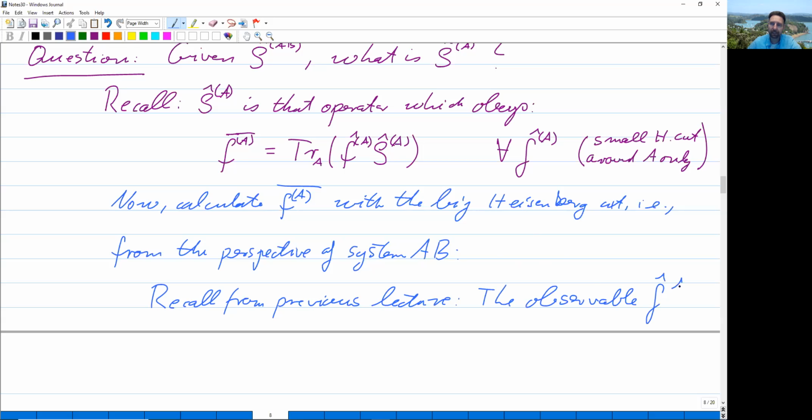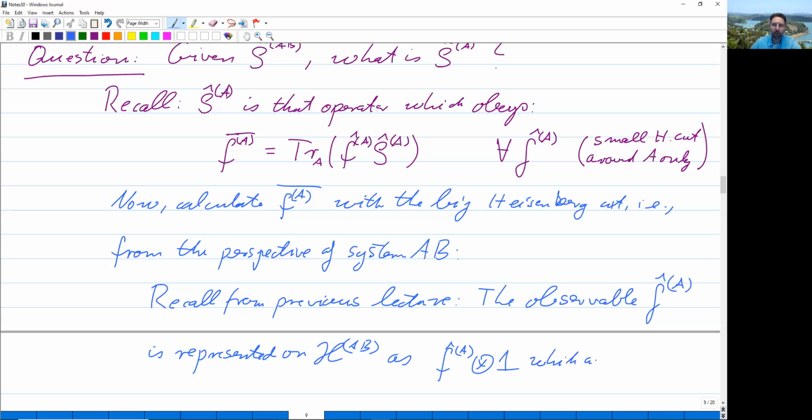observable f hat A is represented on HAB as f hat A tensor the identity. This operator acts on HAB, right? Okay, so that's our observable in the big system.